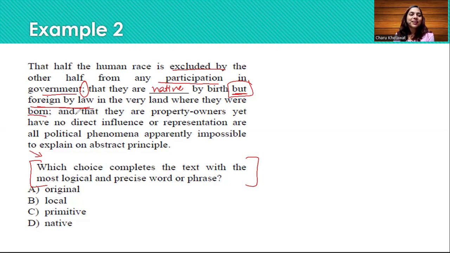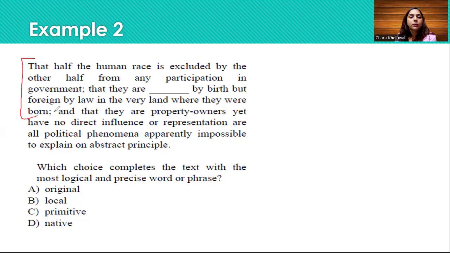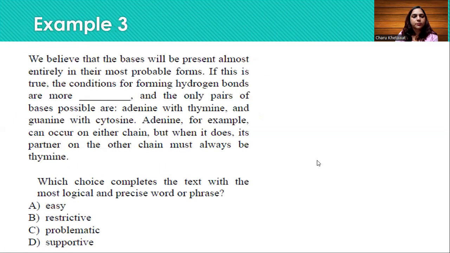It fits in well. Then again, I noticed a semicolon: and that they are property owners, yet have no direct influence or representation, are all political phenomena apparently impossible to explain on abstract principle. Broadly, they are talking about females, right? But that's not important to know. Just understand how your keyword and your clue are helping you in choosing the word. So it can't be primitive, it can't be local, it can't be original. It is native because it is opposite to foreign.